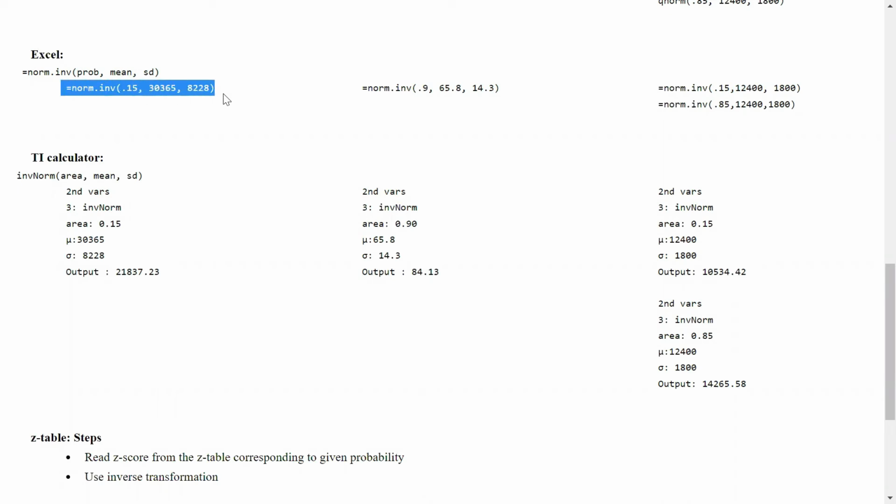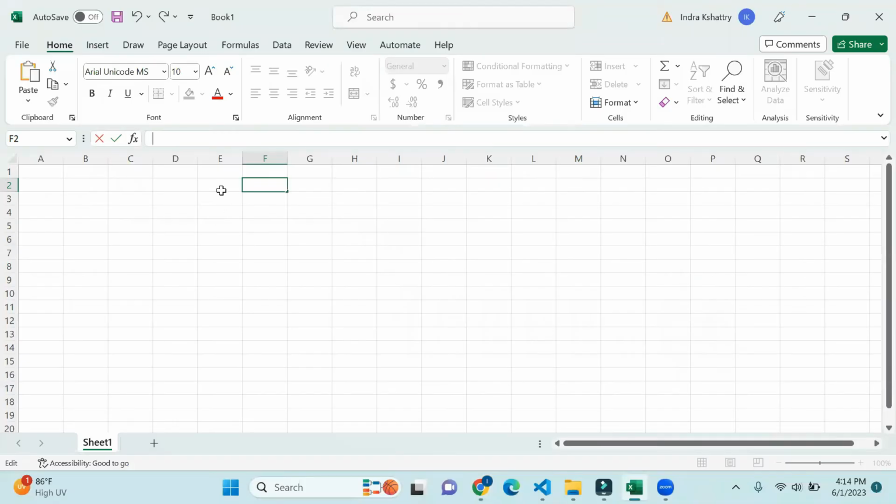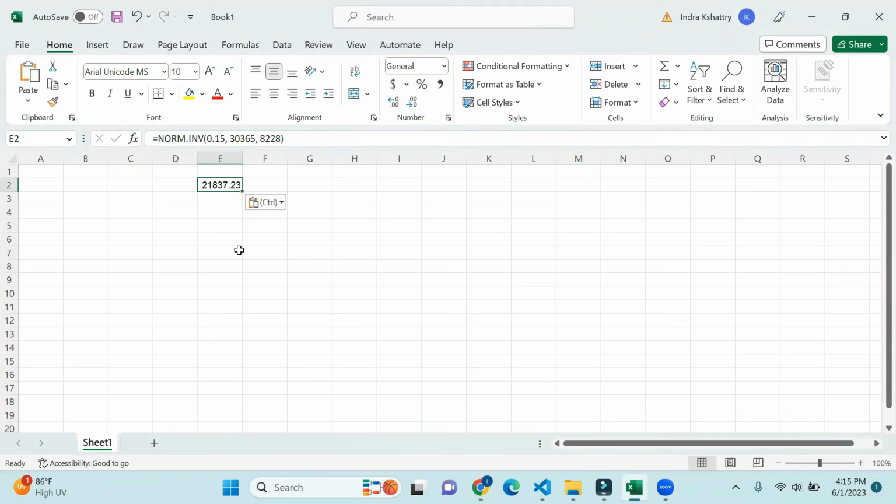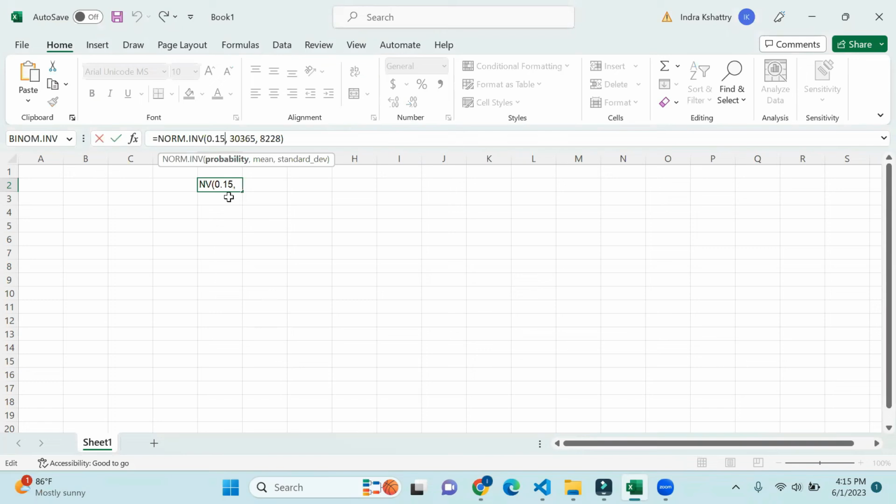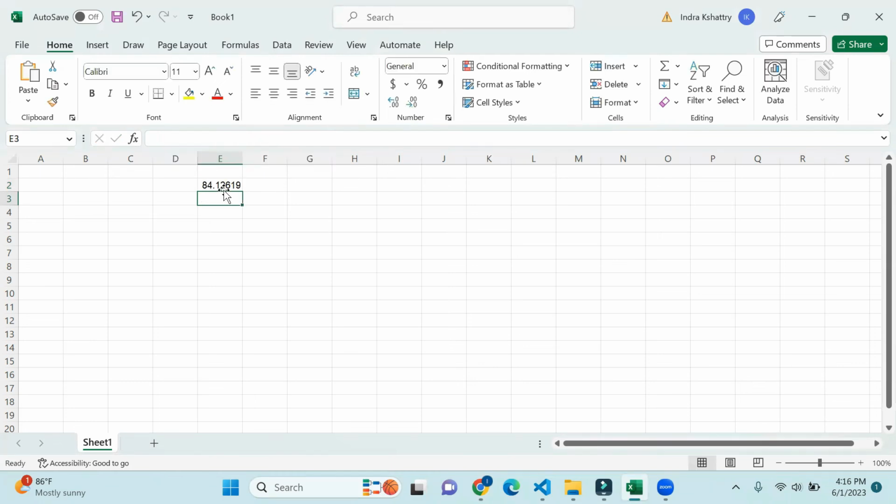If we copy this command and paste in any cell of Excel, we get $21,837.23, the cutoff income of bottom 15% of the family. If we change this to 0.9 and mean 65.8 and standard deviation 14.3, we get 84.13, the cutoff score of top 10% students.